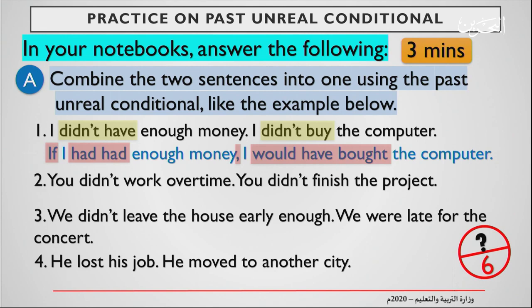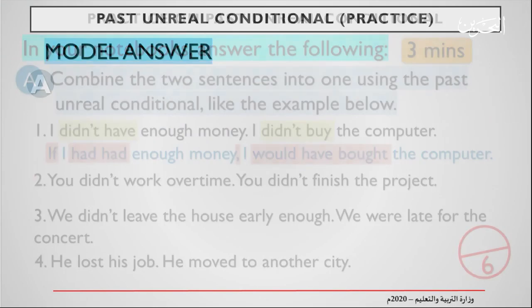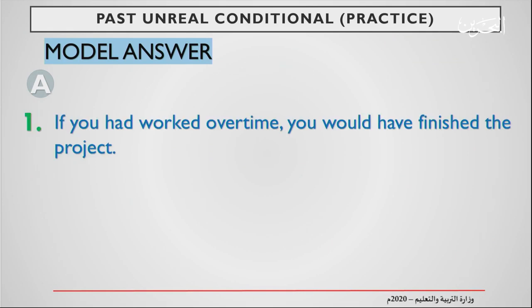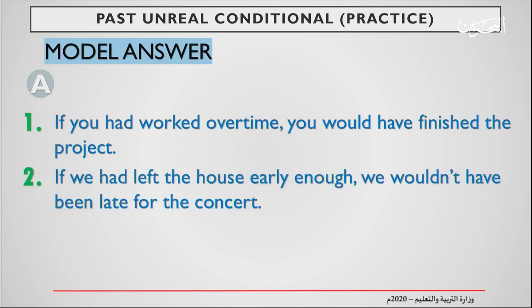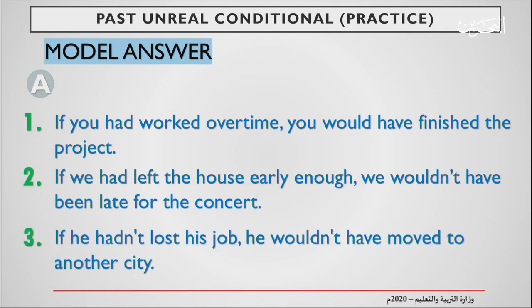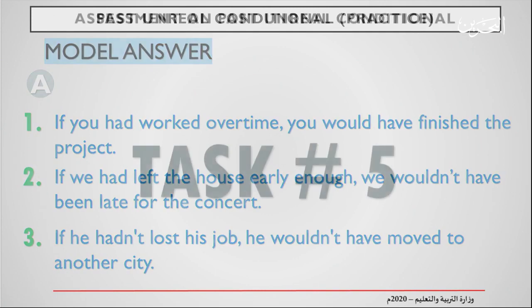Now, let's go over the model answer. So, for question A, the first one, if you had worked overtime, comma, you would have finished the project. Second one, if we had left the house early enough, comma, we wouldn't have been late for the concert. 3, if he hadn't lost his job, comma, he wouldn't have moved to another city. Now, give yourself a mark and let's carry on.